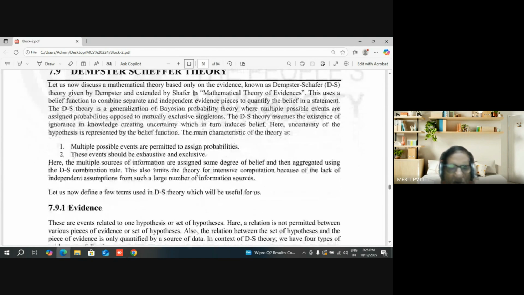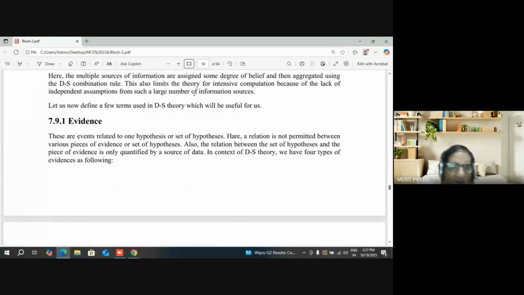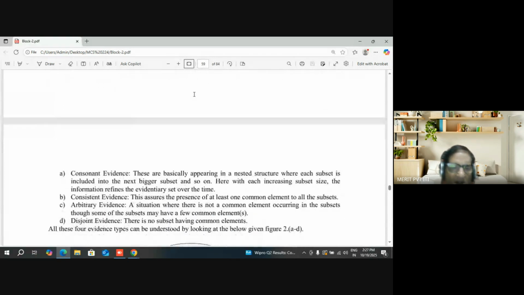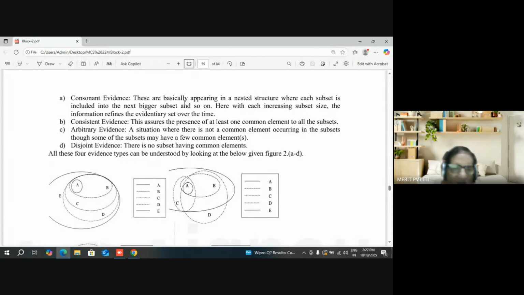Here, multiple sources of information assign some degree of belief, which is then aggregated using the DS theory. All these things are there. But in the evidence, there are events related to this. In DS theory, we have 4 types of evidence as follows: consonant evidence, consistent evidence, arbitrary evidence, and disjoint evidence. Consonant evidence appears in a nested structure where each subset is included in the next biggest subset and so on. Consistent evidence ensures the presence of at least one common element in all subsets. And in disjoint evidence, there is no common element among the subsets.